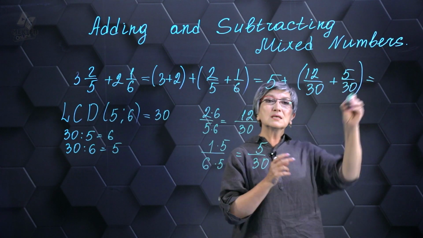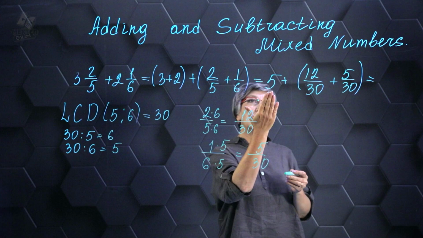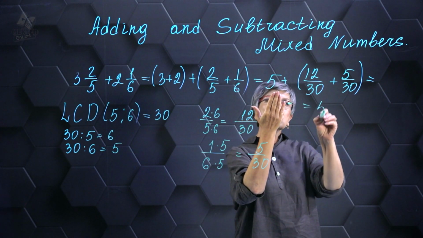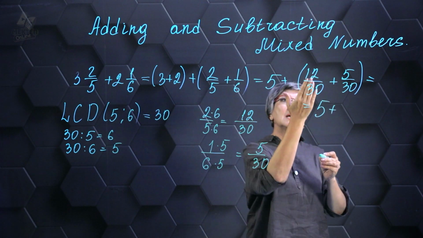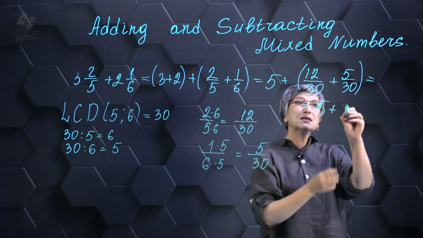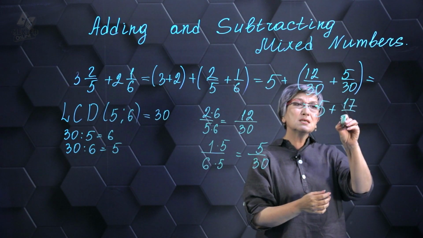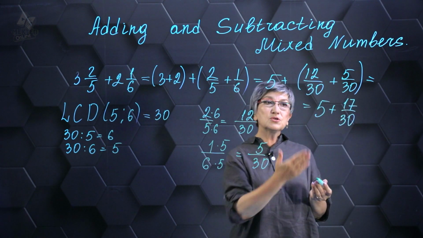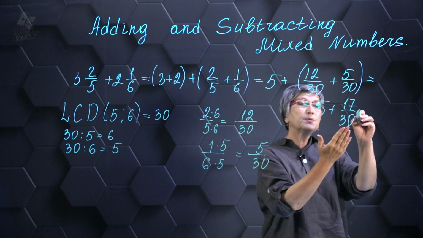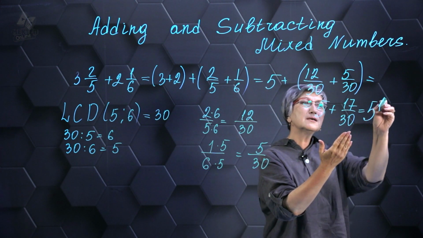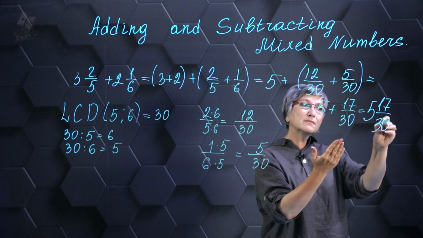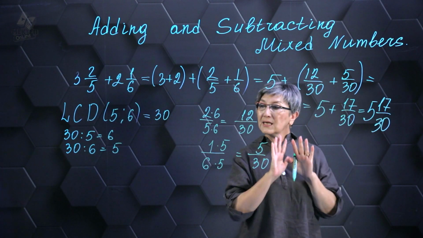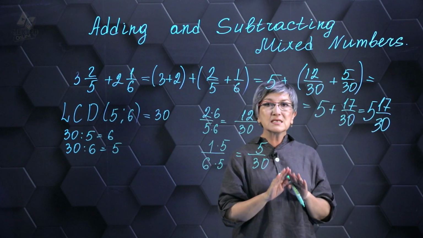Well, then what can I do? Let's write down 5 plus 12/30 plus 5/30 equals 5 and 17/30. If I add a fraction to a whole number, I simply write it as 5 integers, 17/30. Subtraction is executed in a similar manner.